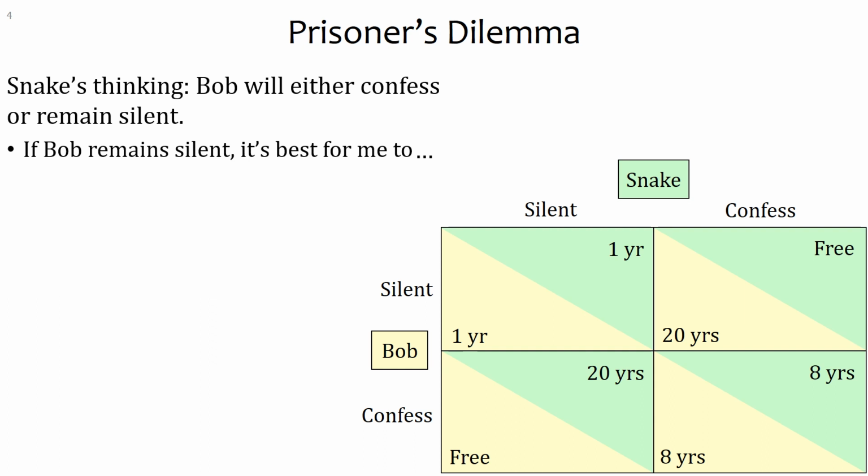So Snake is trying to think what Bob is gonna do. Now, if Bob remains silent, so Bob remaining silent means that he's choosing the silent option. But then Snake has to choose between either silent or confess. Which one is better for Snake?